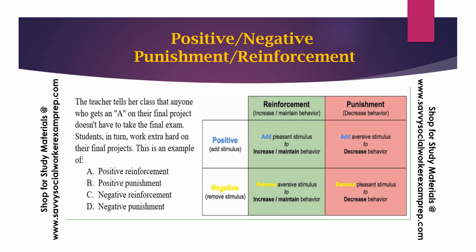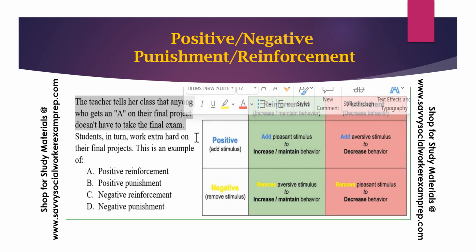Next example. The teacher tells her class that anyone who gets an A on their final project doesn't have to take the final exam. Students in turn work extra hard on their final projects. This is an example of... okay, so let's take the first part. The teacher tells her class that anyone who gets an A on their final project does not have to take the final exam. So that means she is taking something away. She is taking away the final exam.